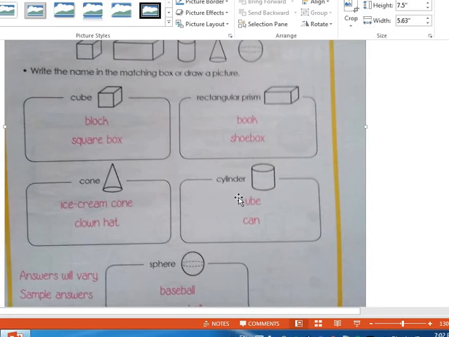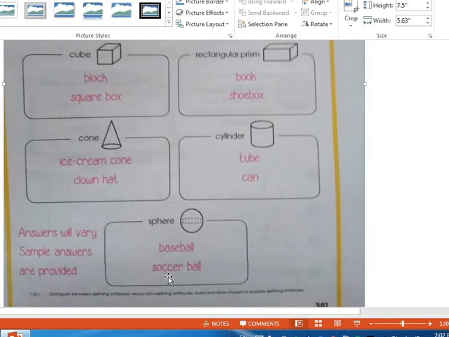And for the cylinder: tube, can, Pepsi can. Okay. For the sphere: baseball, soccer ball.